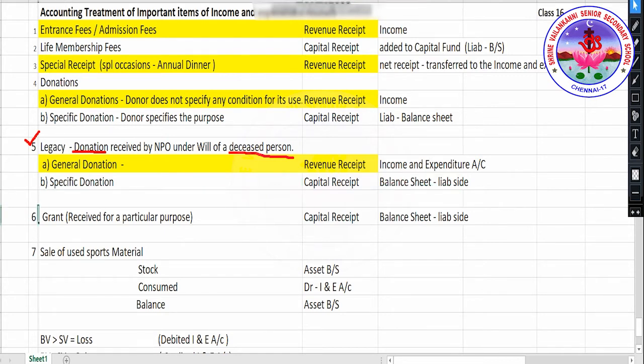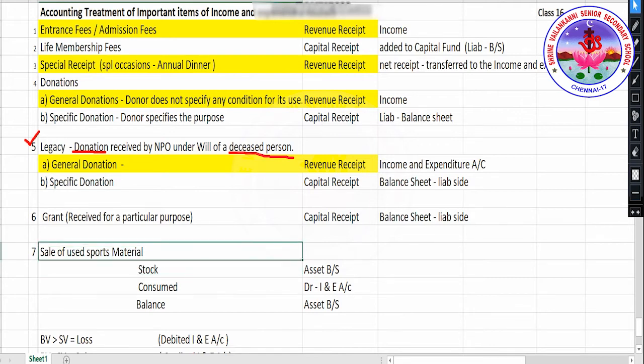Now, a grant is received for a particular purpose, either from the government for the construction of a building, a library, or a swimming pool, whatever it is. It is a capital receipt, and it has to be shown on the liability side of the balance sheet. Then you have sale or use of sports material.